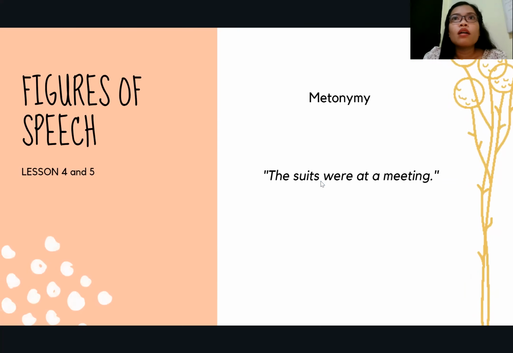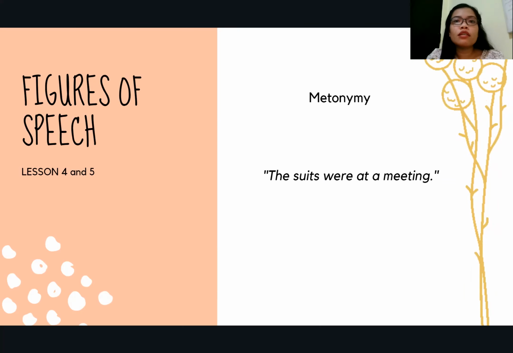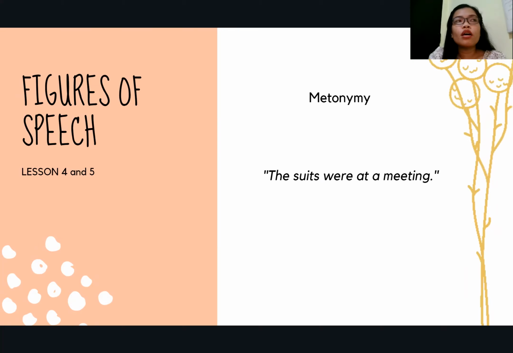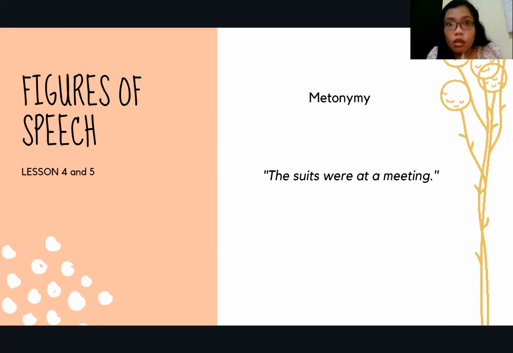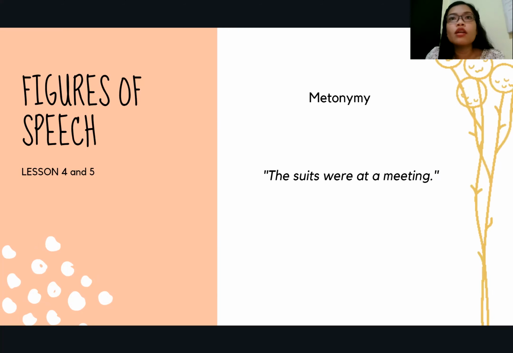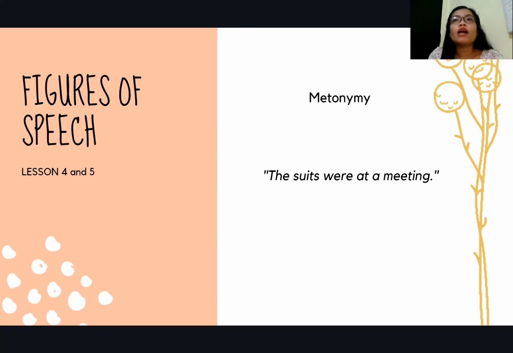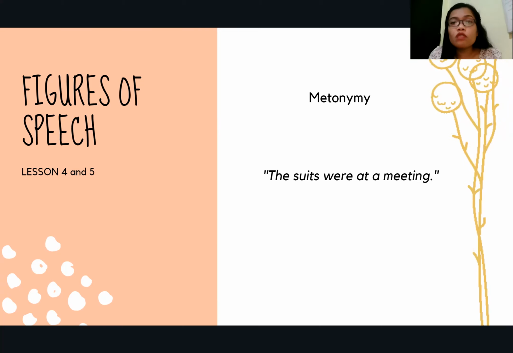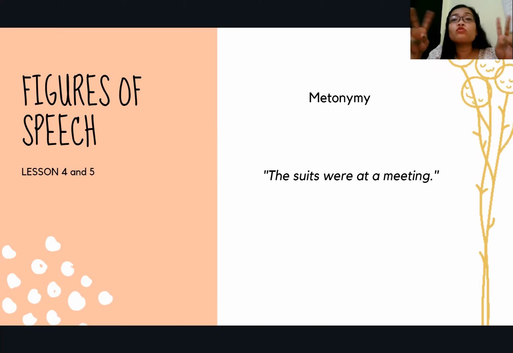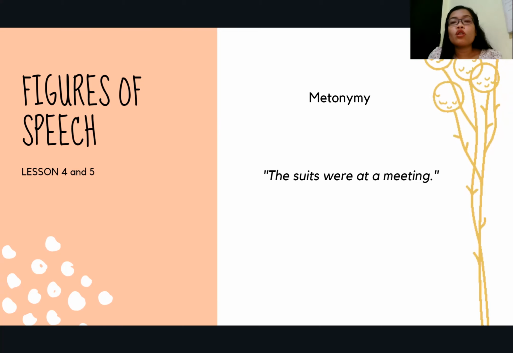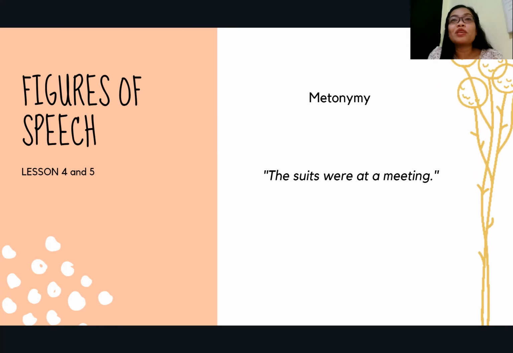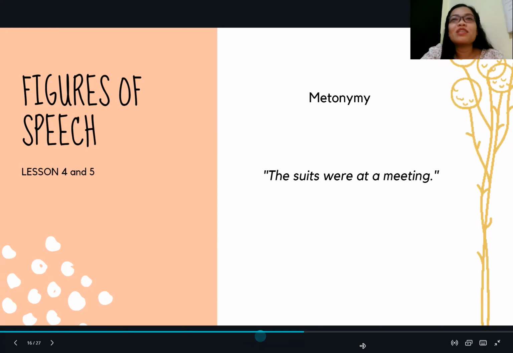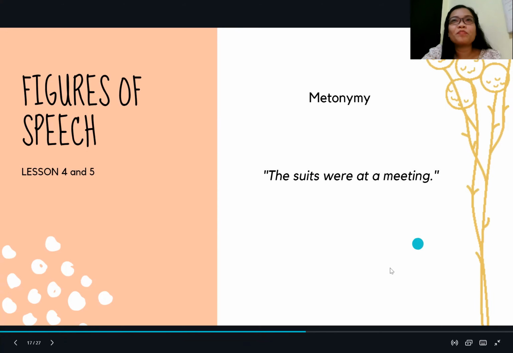Next, metonymy. Metonymy is a change of name, giving another name to something. Like here, "the suits were at a meeting." So instead of saying the businessman, which is actually represented by the word suits, instead of using the businessman, we have here the word suits. Okay, the suits were at a meeting.